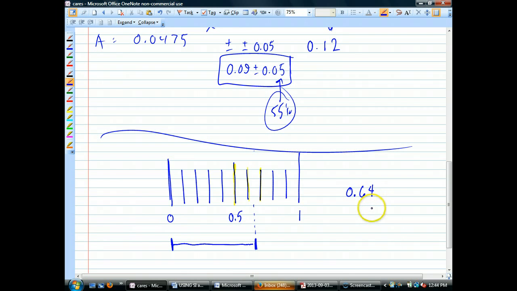Now you might dispute the 4 with me, and that's fine. You might say 3, you might say 5. And that's where the uncertainty comes in. So this is my one uncertain digit.